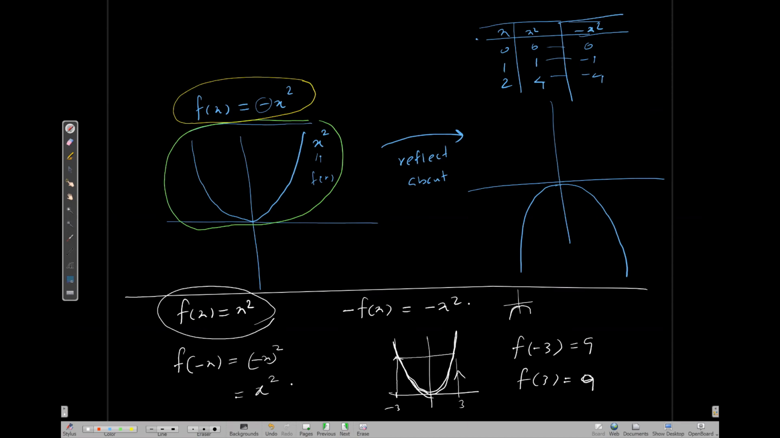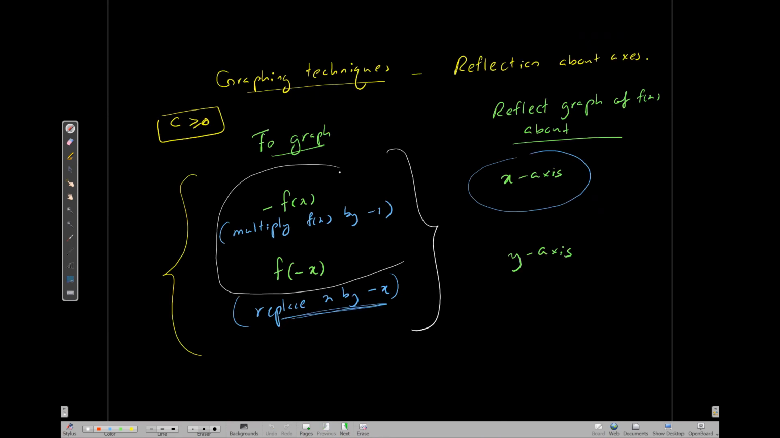Once we learn all these techniques, ultimately we are going to combine all of them and do more transformations. I think that's enough for today's video. It's all about reflection. Remember, if a minus sign appears in front, it will reflect about the x-axis. If the variable changes, it will reflect about the y-axis.